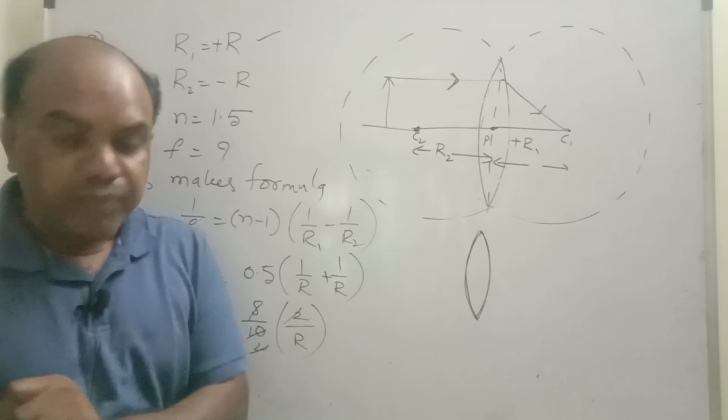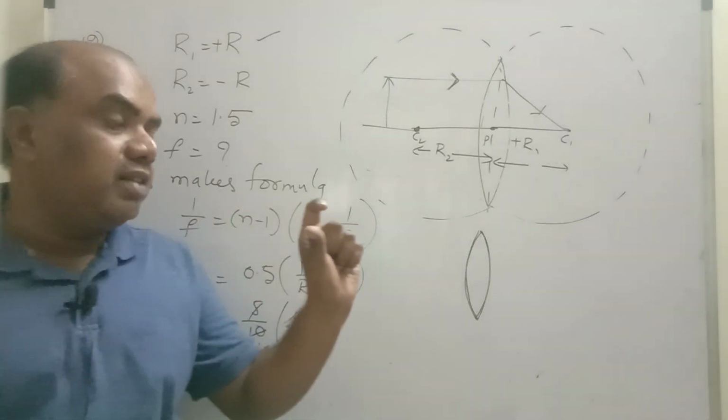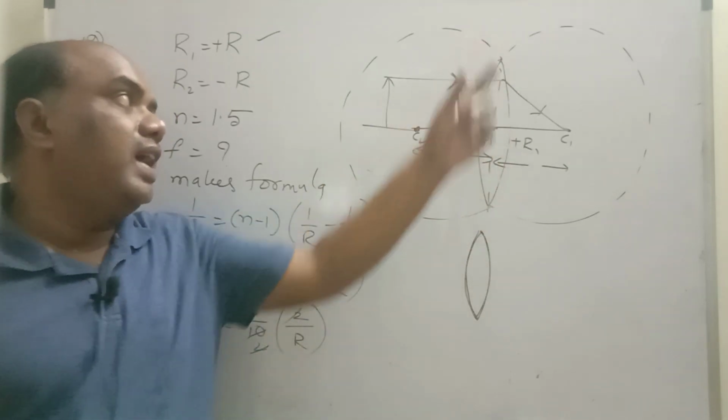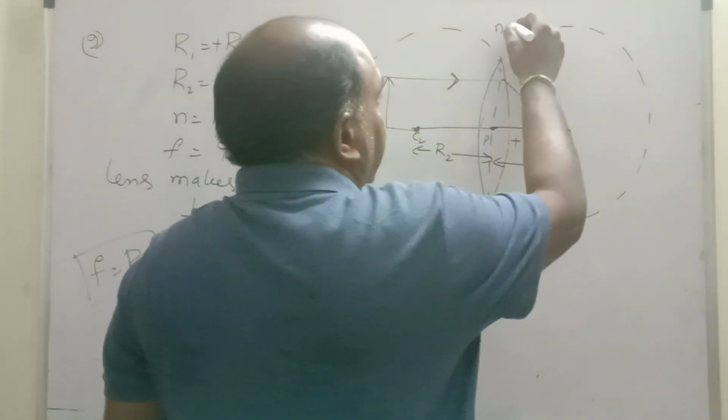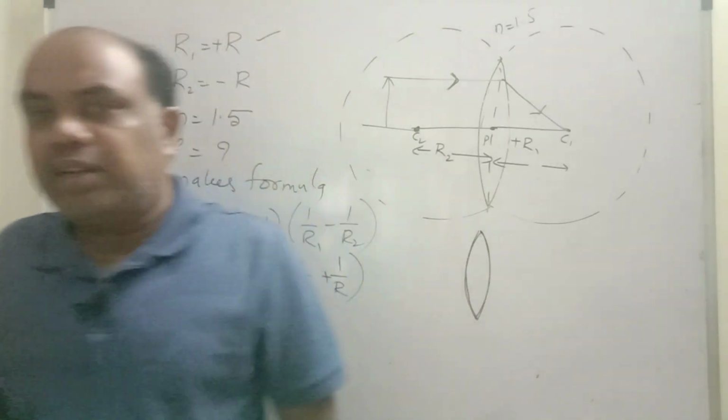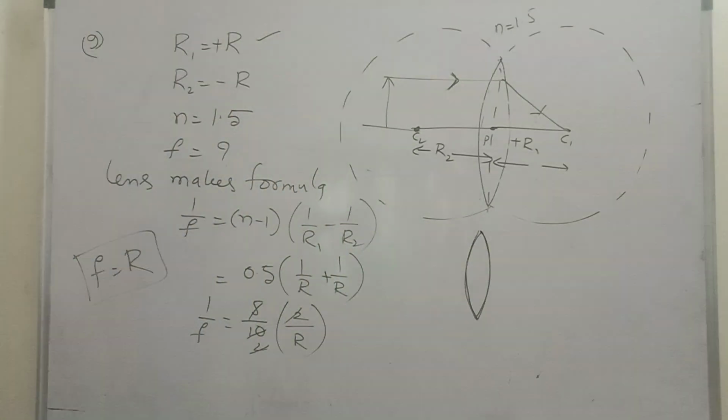Important question. If two radii of curvature are equal for a double convex lens, and the refractive index of this lens is 1.5, then the focal length of the lens is equal to the radius of curvature. That means the image forms at the center of curvature only.